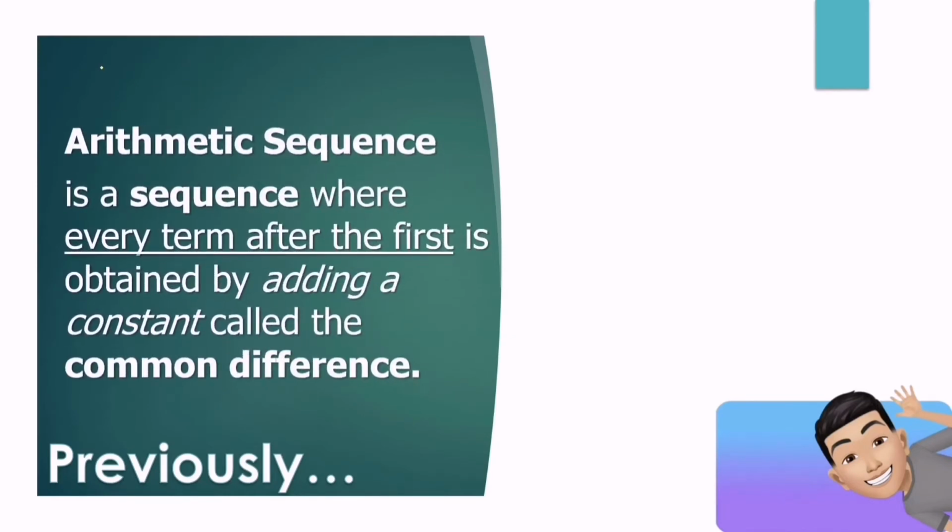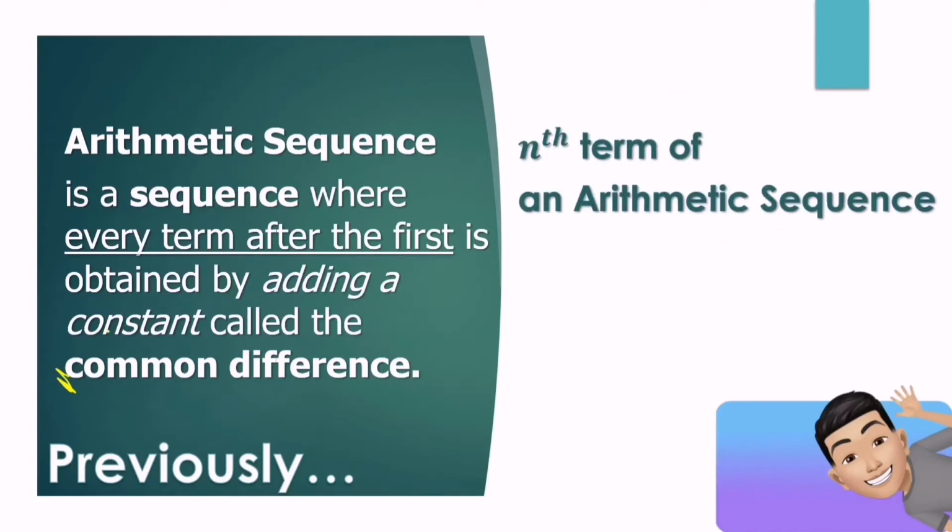Ay, ano nga ba yung pinag-usapan natin ng nakaraan? Yan, tama. Arithmetic sequence. It is a sequence where every term after the first is obtained by adding a constant called common difference. Yun lang yung tatandaan nyo pag arithmetic: common difference. And diniscuss din natin yung pag-identify ng nth term ng isang arithmetic sequence, and nag-come up tayo with this formula: a sub n equals a sub 1 plus the product of n minus 1 and d. No?